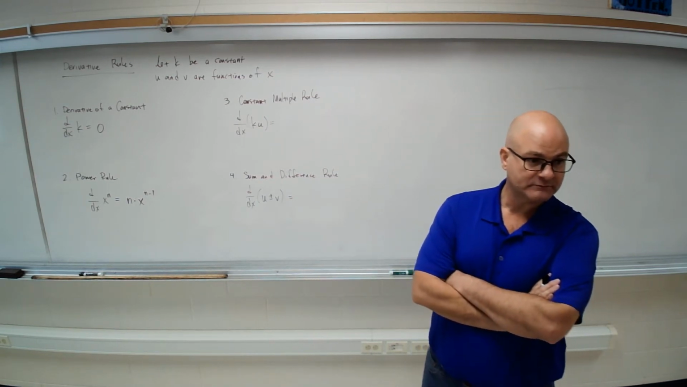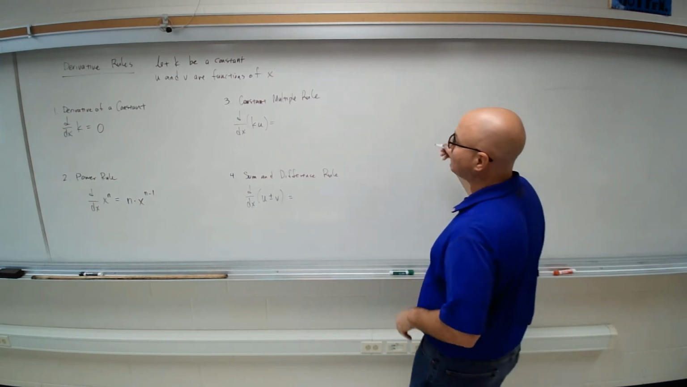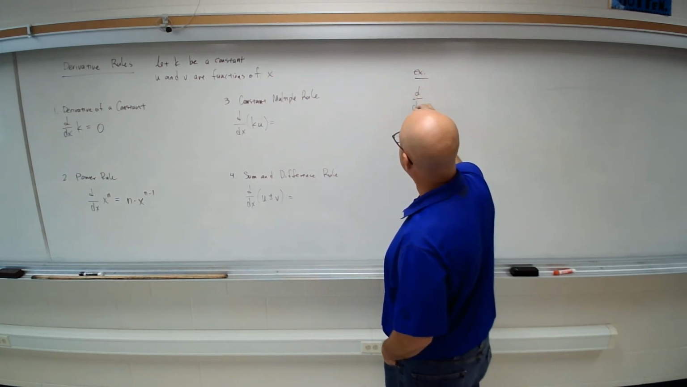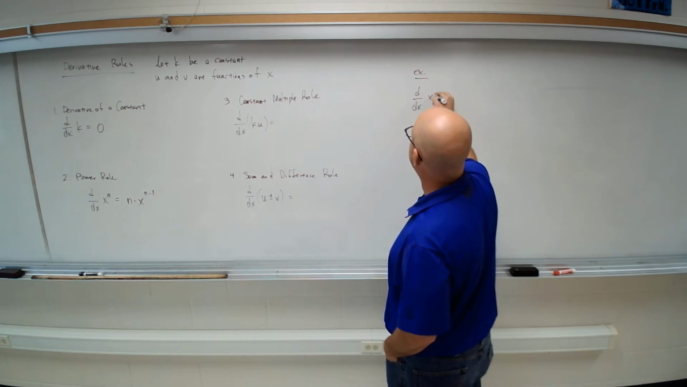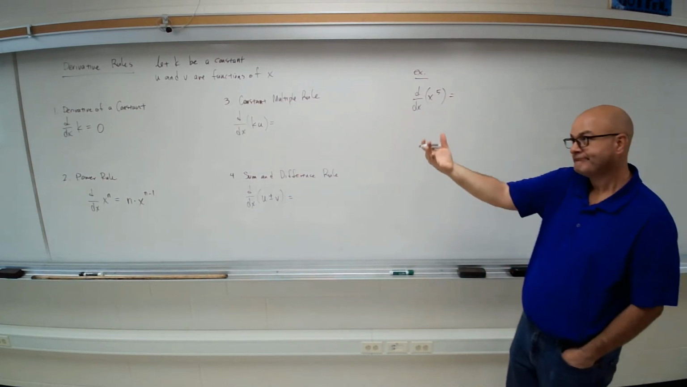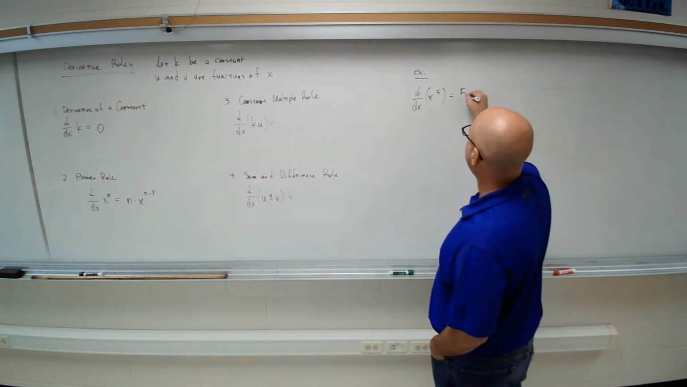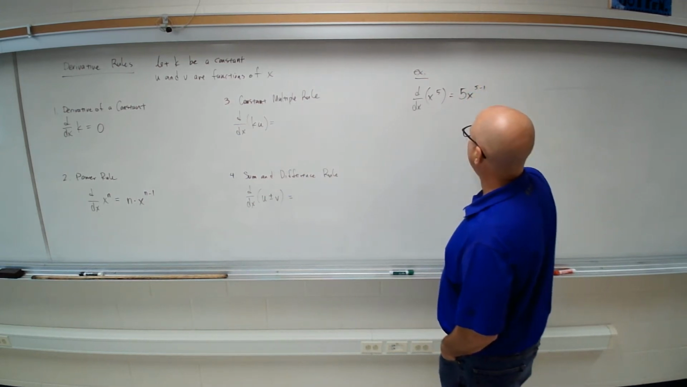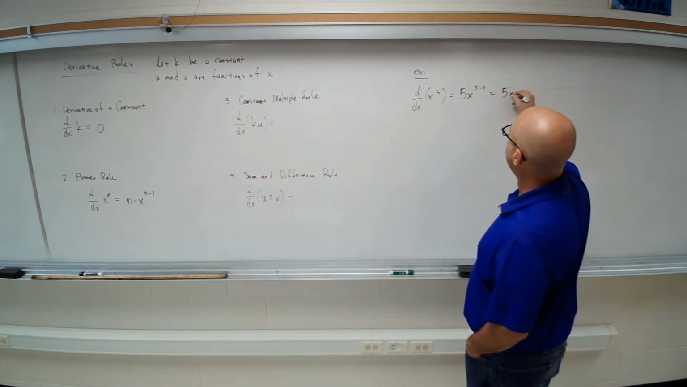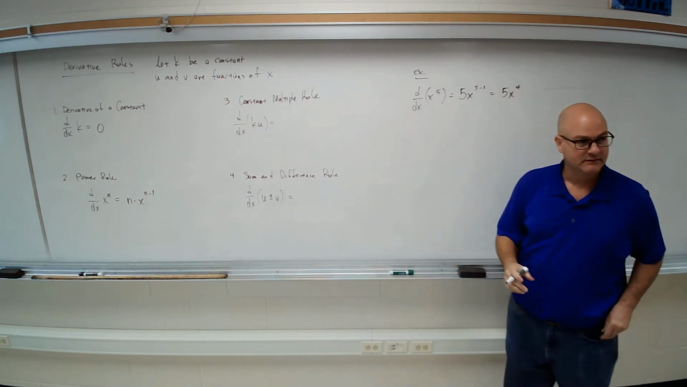That's the power rule. So a quick example there would be, if I wanted to take the derivative with respect to x of x to the 5th power, I'd pull the 5 out in front. The power would be 5 minus 1, and we would get 5x to the 4th.